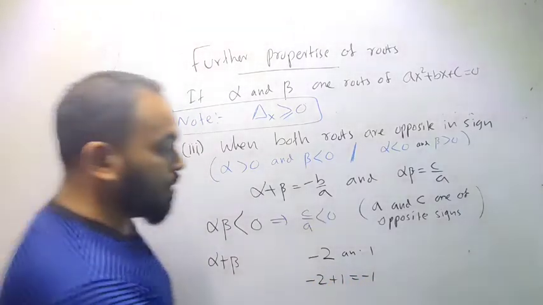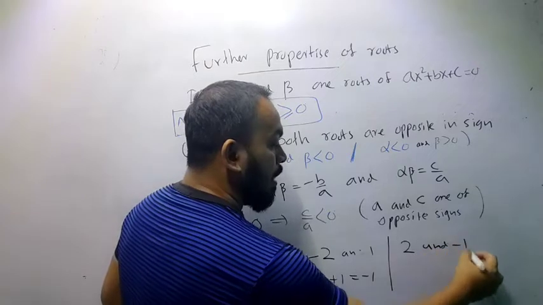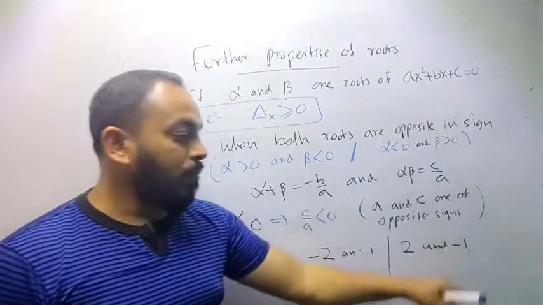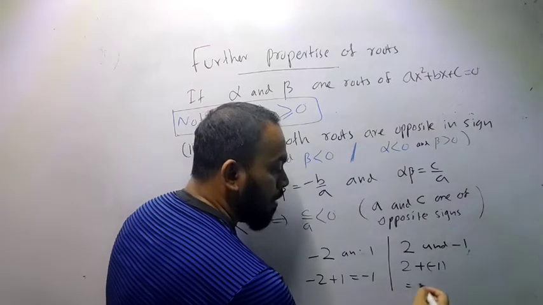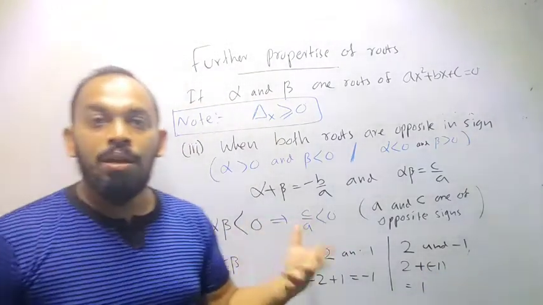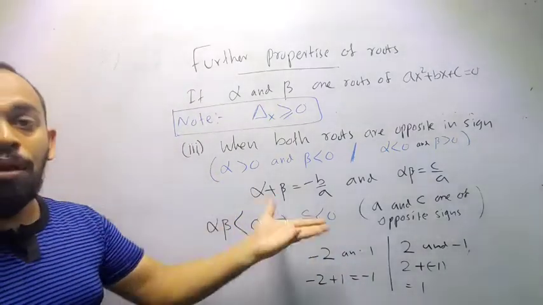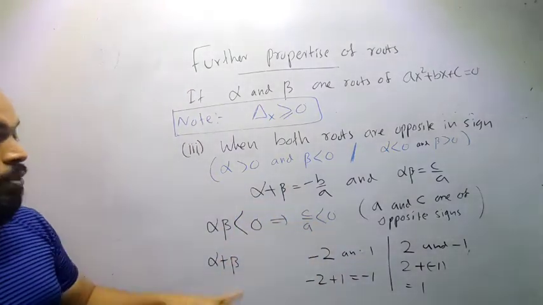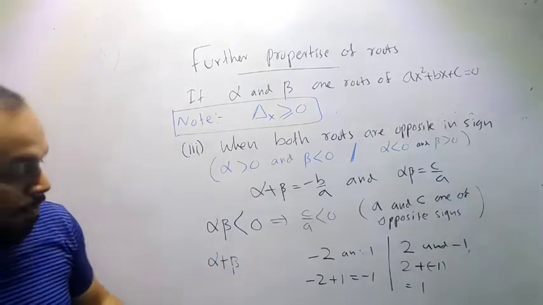If our roots were positive 2 and negative 1, again our roots are of different signs. If you add these two, then you get plus 1. You can see the sign will change depending on the roots, depending on which one is negative and which one is positive. So we don't really have to consider alpha plus beta.